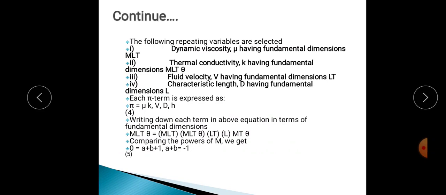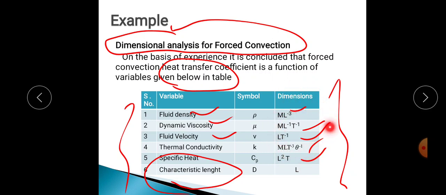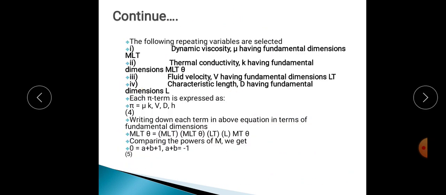And on that basis, we have selected the following repeating variables. The first is the dynamic viscosity mu, having fundamental dimensions M L T to the minus 1. I think there are some mistakes here. Some terms are missing, sorry for that, though I have already described the dimensions of these terms in this slide. Dynamic viscosity mu having fundamental dimensions M L T to the minus 1.